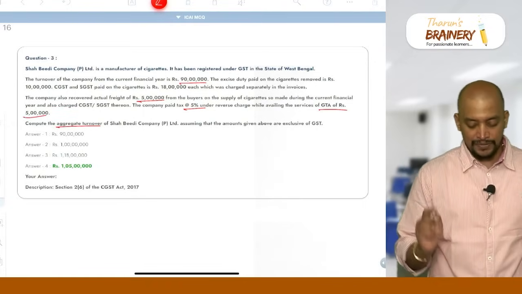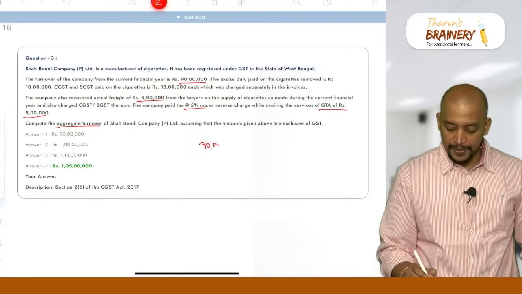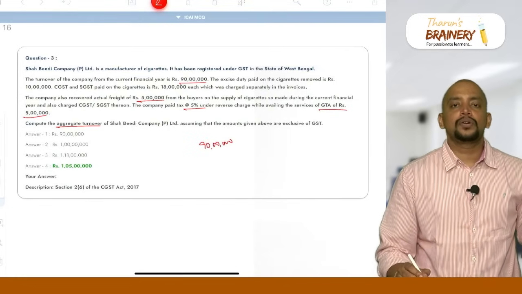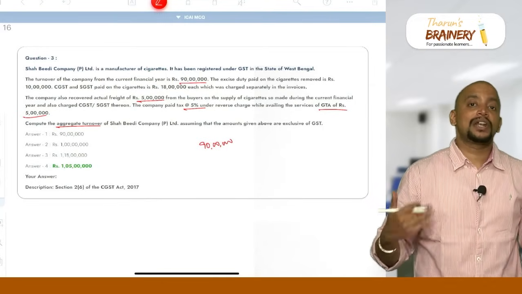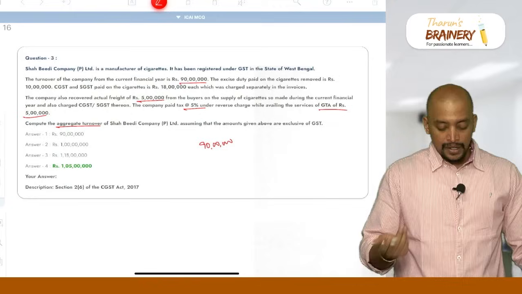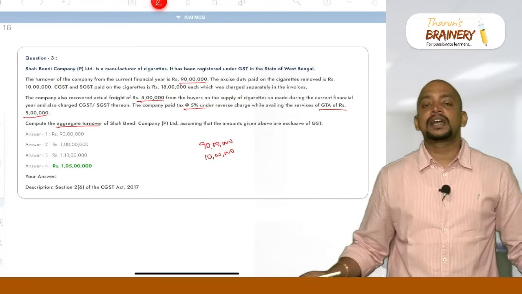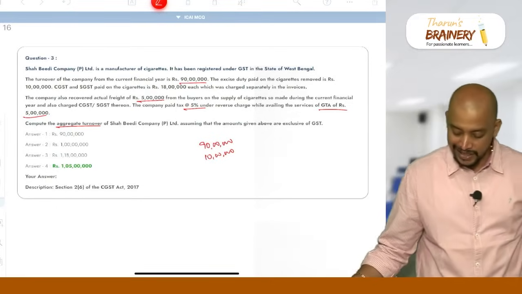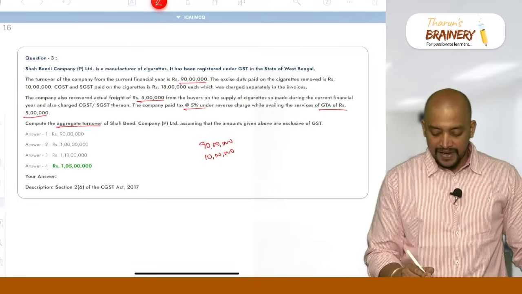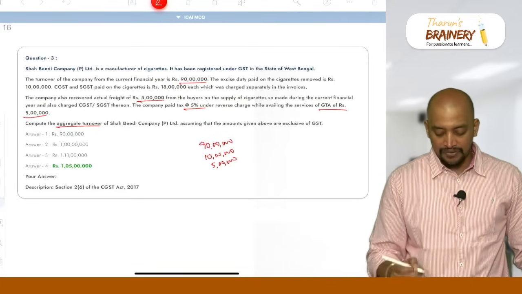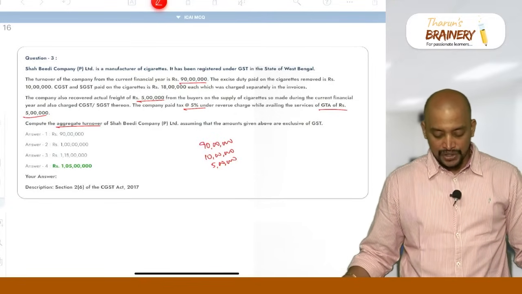Compute the aggregate turnover first. So what is the turnover? 90 lakhs, so you take 90 lakhs. Excise duty: all indirect taxes, duties and cess by whatever name called, other than GST, should be included in the value. Naturally, this 10 lakhs also should come, but GST should not come in aggregate turnover. Aggregate turnover does not include GST. And the company also recovered actual freight from the buyers, 5 lakhs. So the 5 lakhs actual freight should be taken, on supply of cigarettes made during the financial year.